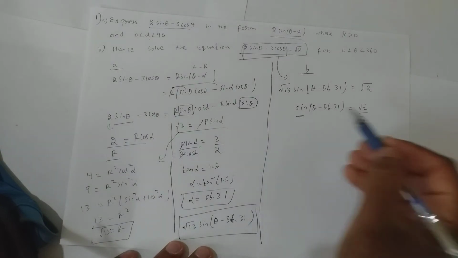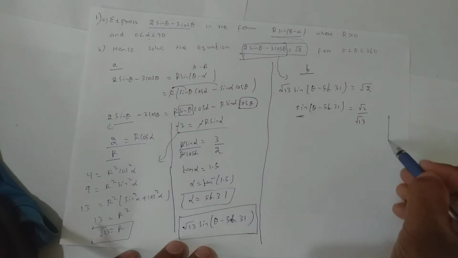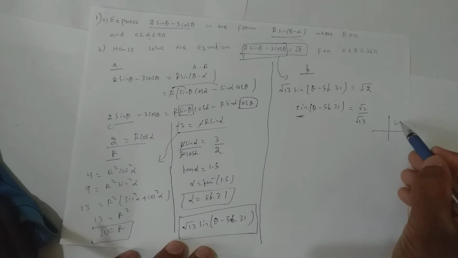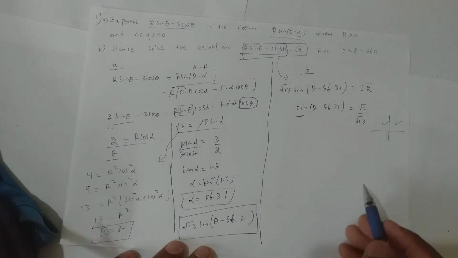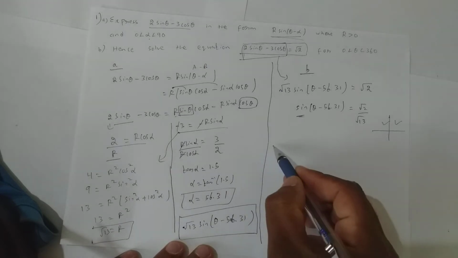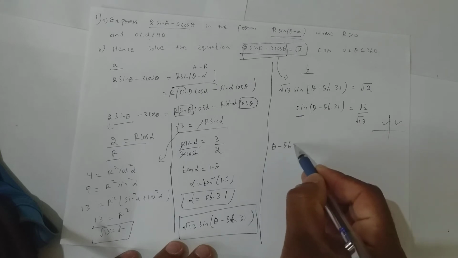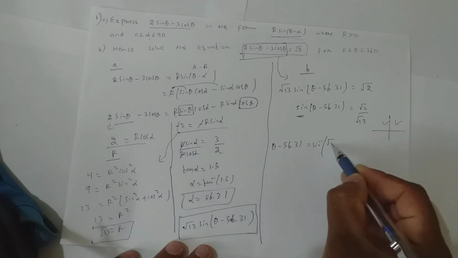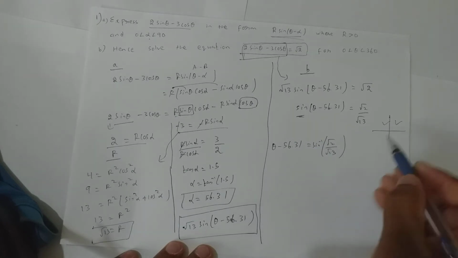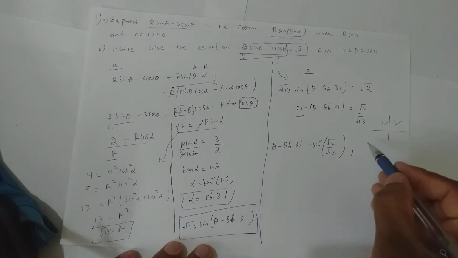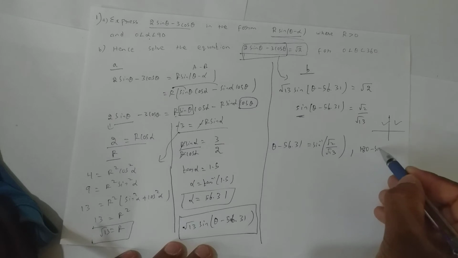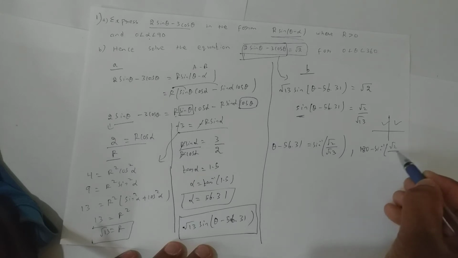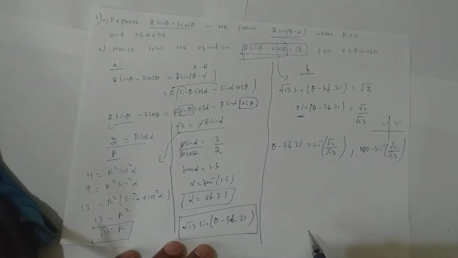So sine is positive. Where is sine positive? It's positive in the first and second quadrants. So how do I get an angle in the first quadrant? In the first quadrant you get it directly, equal to sine inverse of root 2 by root 13. How do we get an angle in the second quadrant? 180 minus sine inverse of root 2 by root 13.